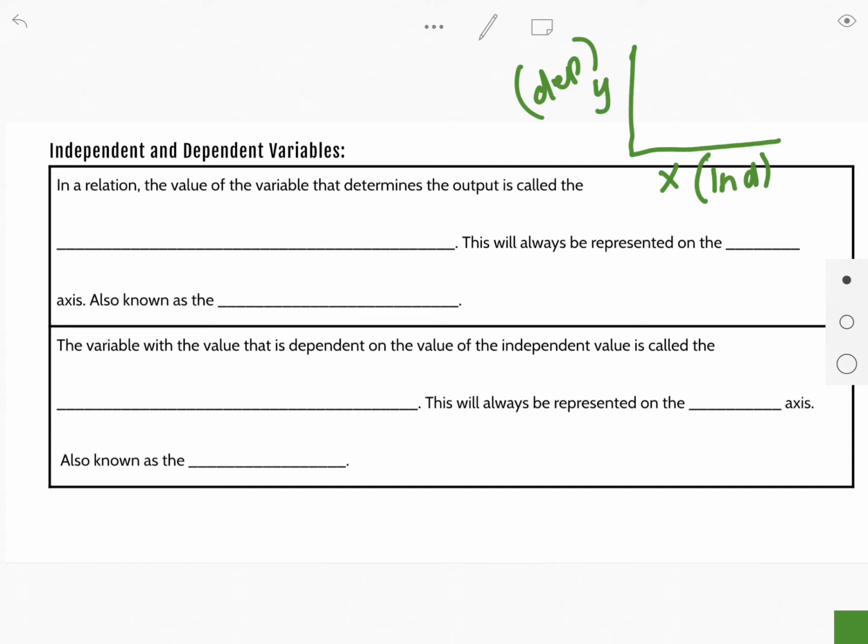So here's your definition. It says, in a relation, the value of the variable that determines the output is called the independent variable. Then it says, this will always be represented on the blank axis. We already said this, our x-axis. And it's also known as your input. Again, that's review information. We've said that several times. So your independent variable is on your x-axis, and it's called your input. So that's the information you're putting in, and then that is going to determine the next part.